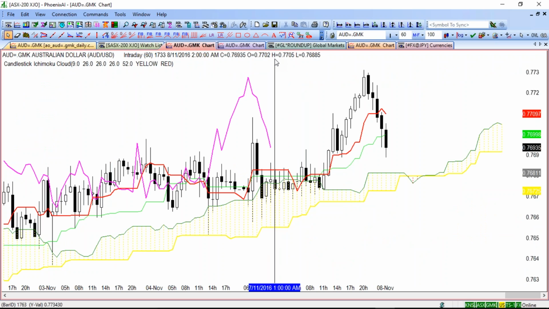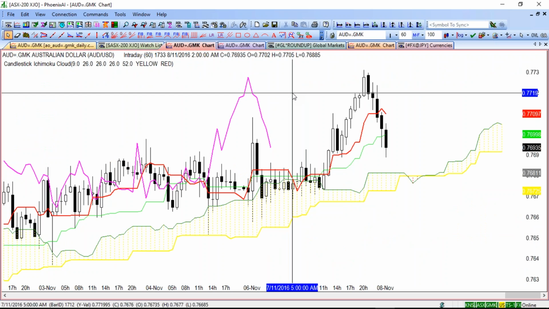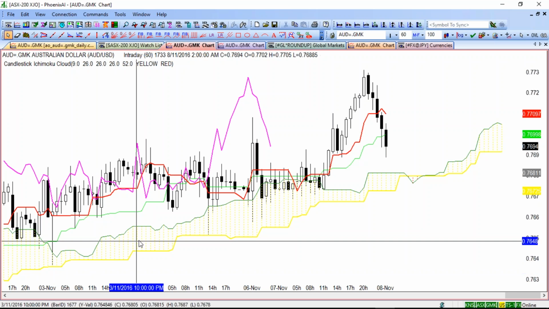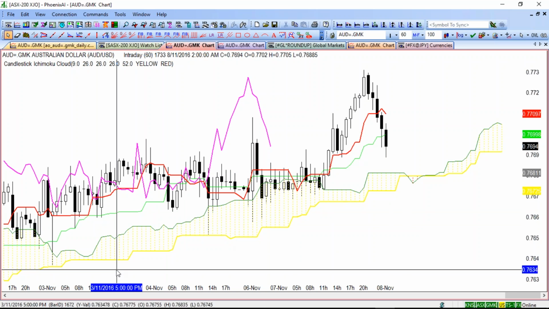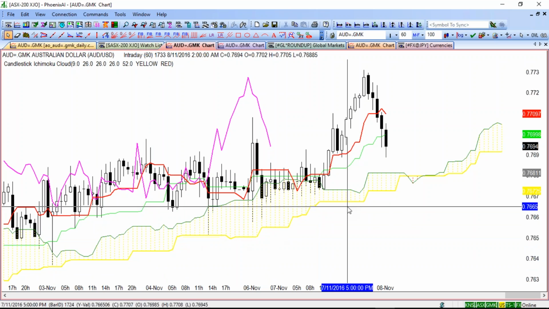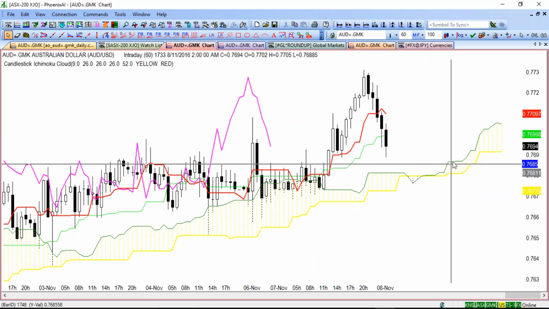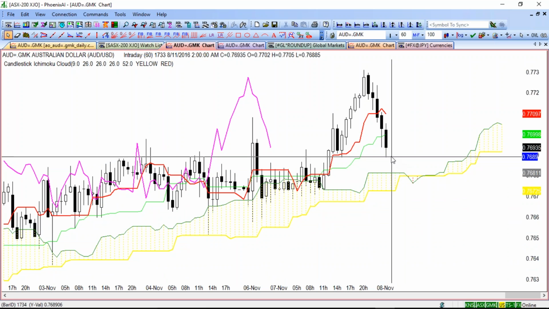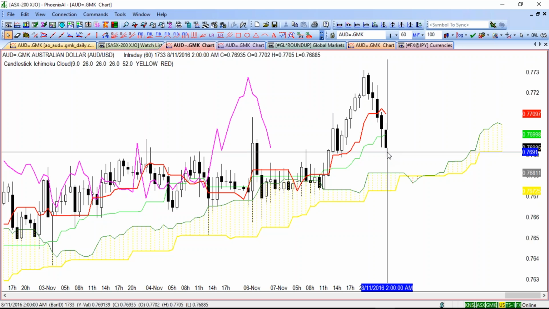Okay, so intraday. 60-minute chart with Ichimoku over the top. We can see that the 60-minute chart over the last couple of days has been bullish, with the B line, the yellow line, rising up through here and offering support. So our B line has flattened out over the last 2 or 3 hours at 76.91, and currently the price is finding some form of support at that level.